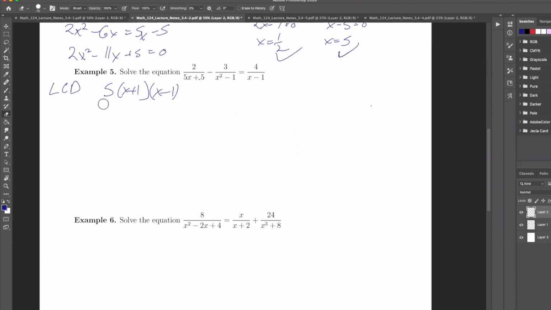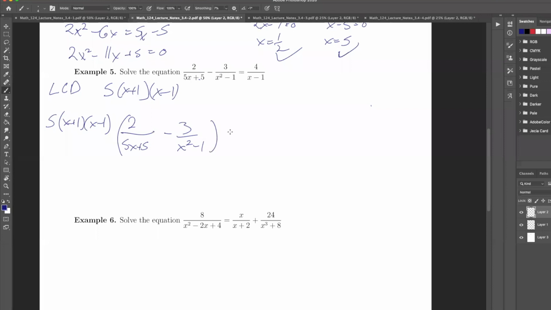All right, so now I have my least common denominator. So I'm going to write 5 times x plus 1, x minus 1, times 2 over 5 times x plus 5, minus 3 over x squared minus 1. This is equal to 4 over x minus 1, times 5 times x plus 1, x minus 1.